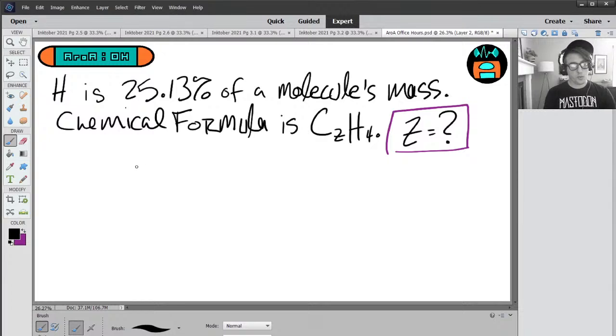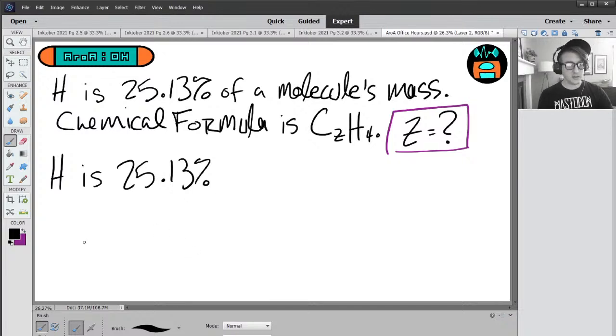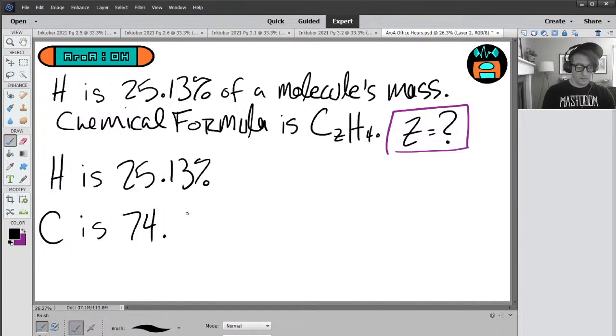All right, so we're told that hydrogen represents 25.13% of the total mass in the molecule. That means carbon is 74.87%. Let me double check, just because I don't trust my head to do arithmetic: 100 minus 25.13. Yep, 74.87% is carbon.